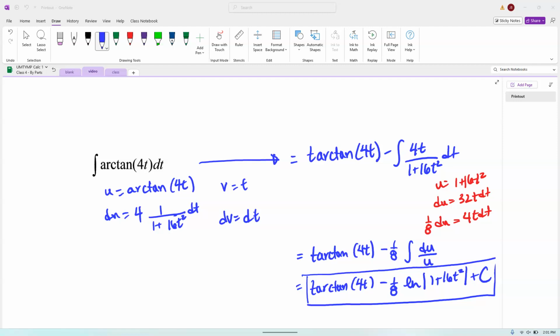And actually I'm going to leave off the absolute values, because that is always going to be positive anyway. If you had the absolute values, you're fine though. All right, so there we go. We completed the last example, still using integration by parts, but seeing that we can throw u substitution into the mix as well.